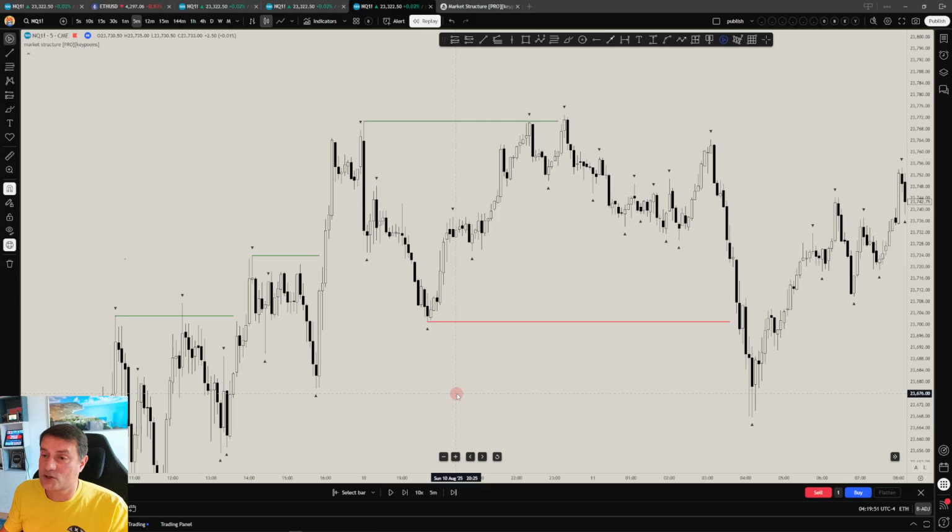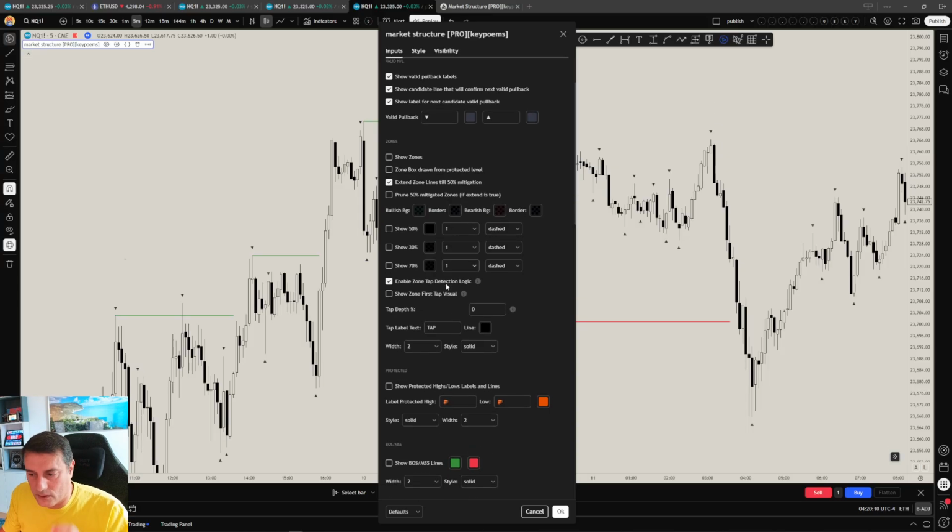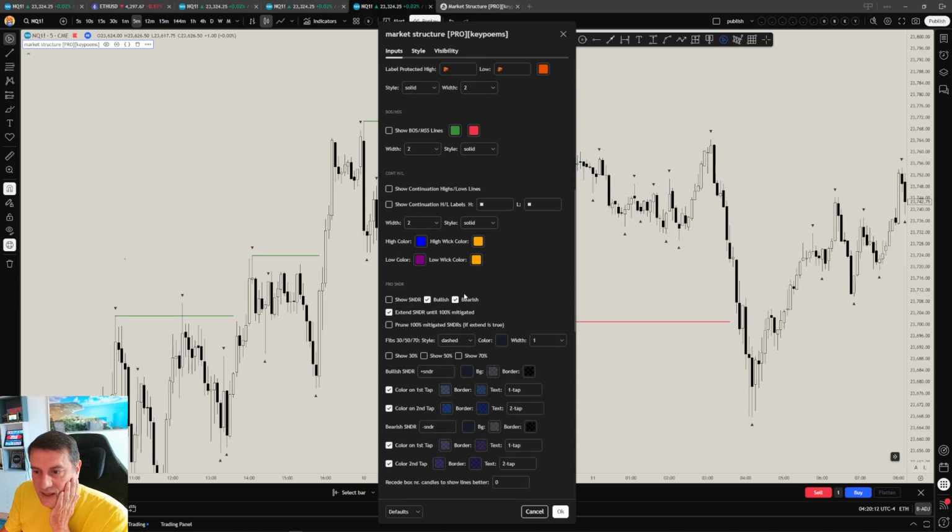And then another concept that we mentioned is the last down move before an upward break, or the last up move before breaking to the downside, and we call that supply and demand areas. Let's see what would happen if we turn on the visual aid.